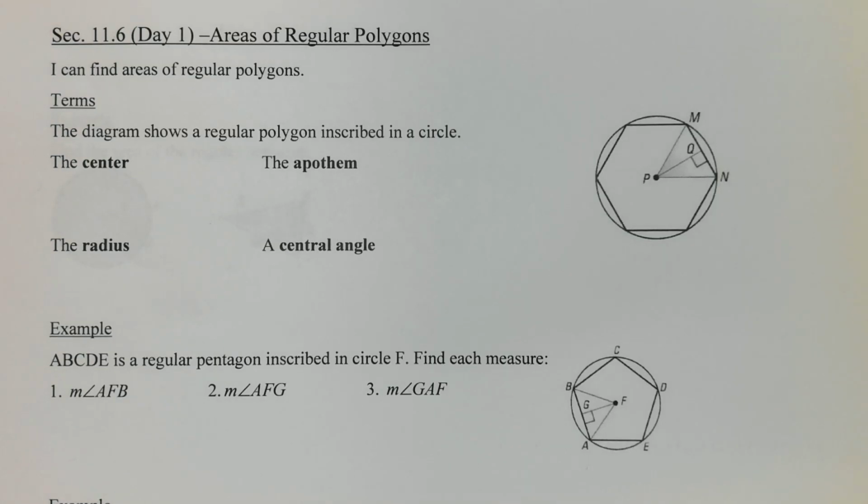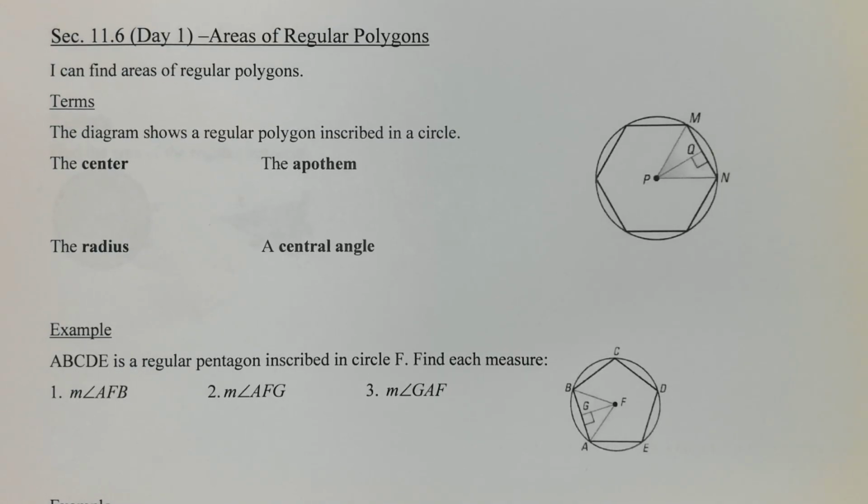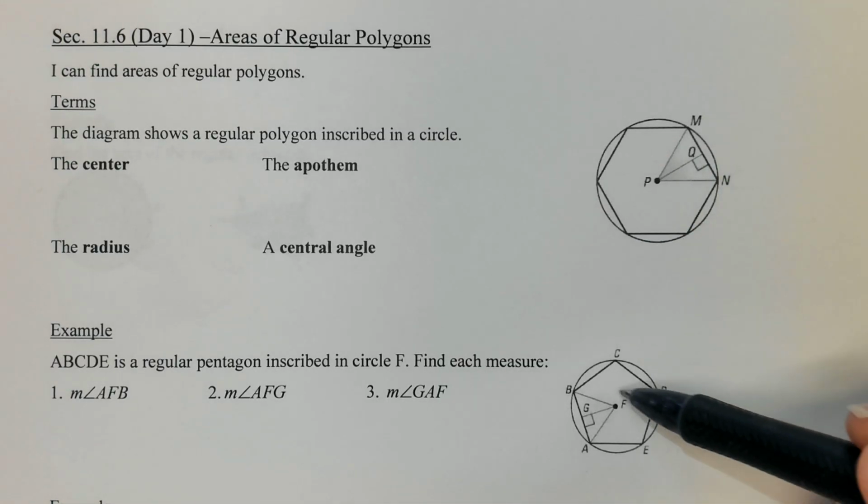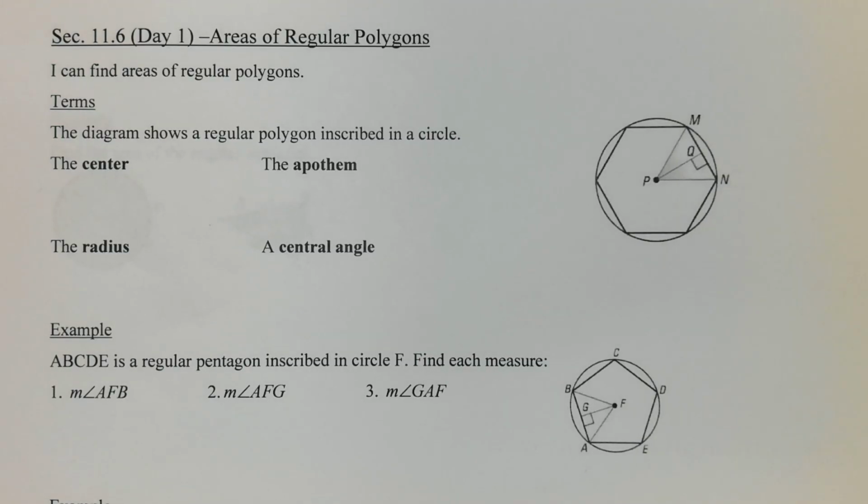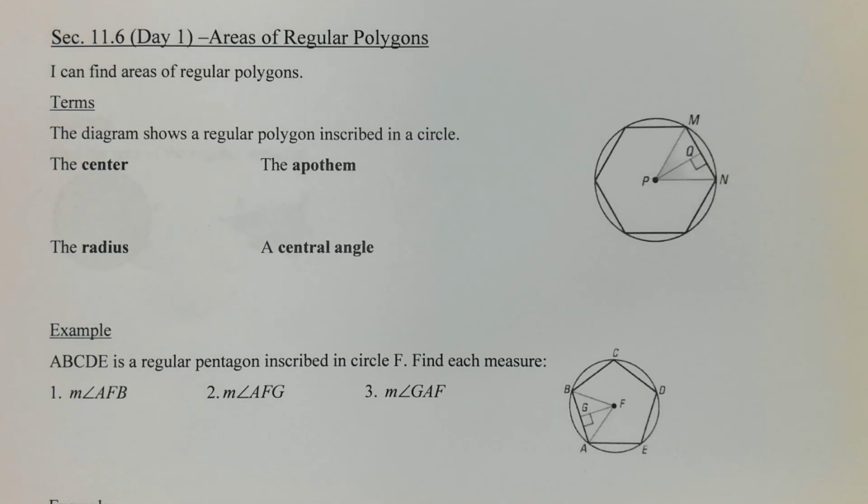This is section 11.6, day 1. And today we're going to start talking about the areas of regular polygons. So that means any shape essentially above a quadrilateral, since we have done triangles, which are polygons. We've done all the quadrilaterals: kites, rectangles, squares, trapezoids, all of those. So now we're talking about anything bigger than that. So like this has got 6 sides, or a pentagon, any of those shapes that have more than 4 sides.